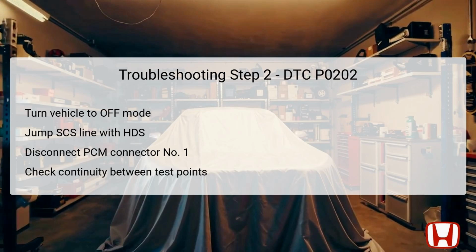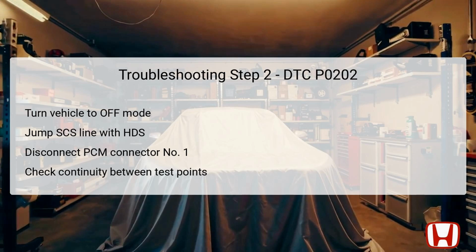Using the HDS, the SCS line can be temporarily jumped to disable the airbag system during the diagnostic procedure, which is a safety measure. Once this is done, disconnect the PCM connector number 1, 96P, which would prevent any possible interference from the PCM during testing.